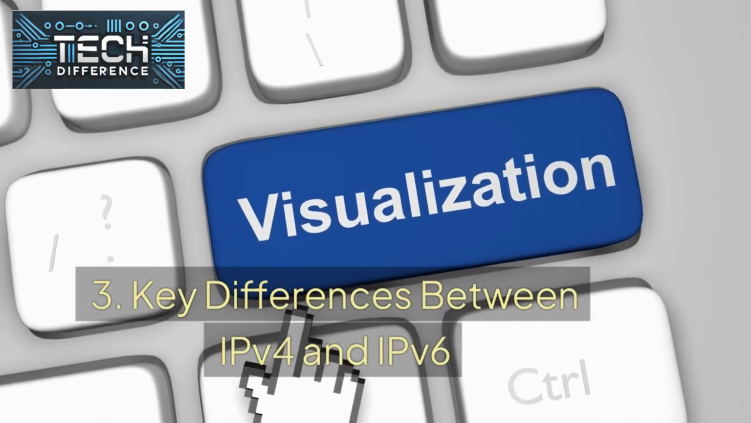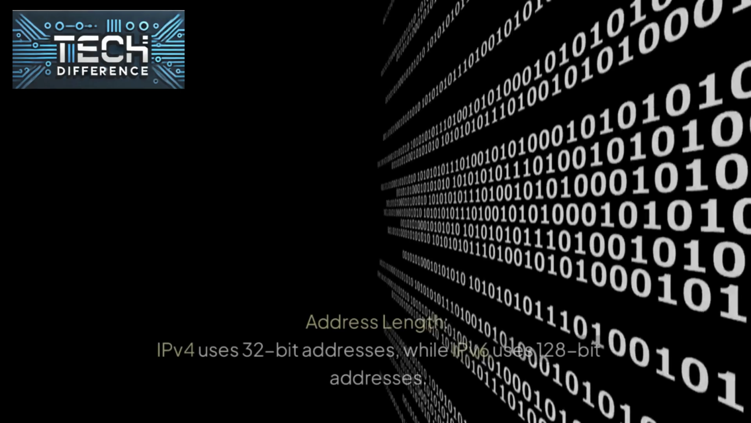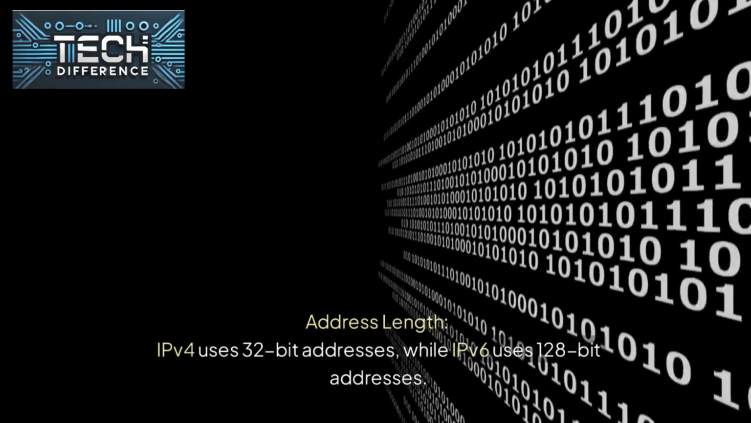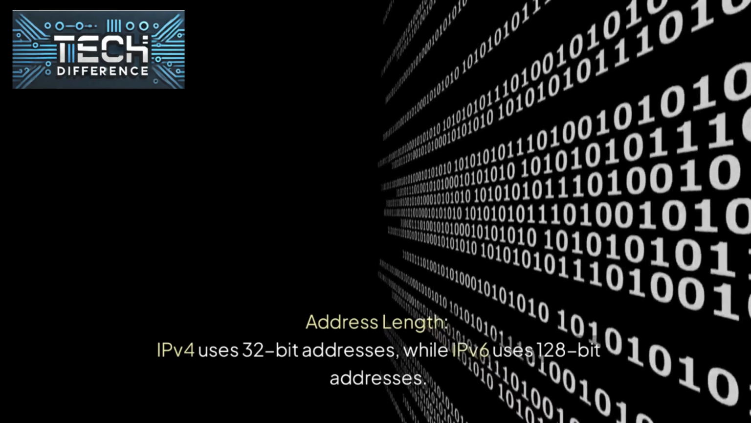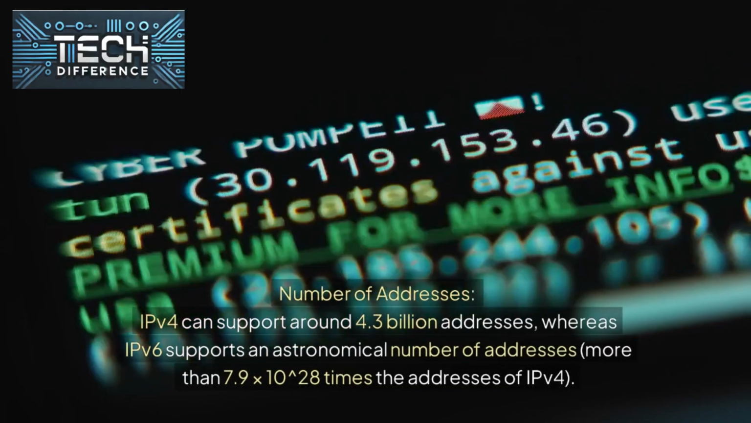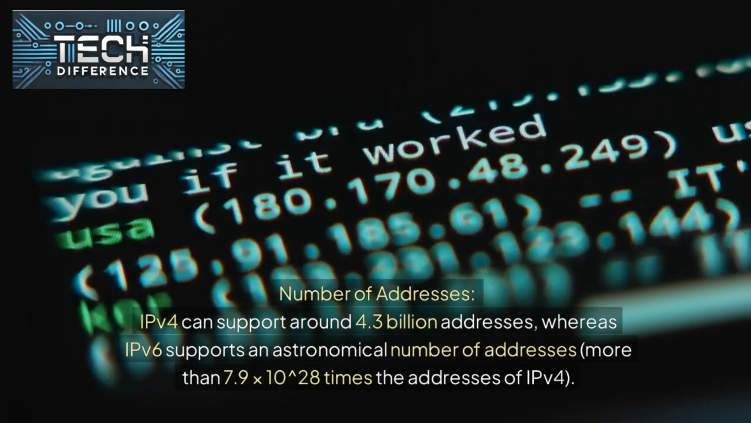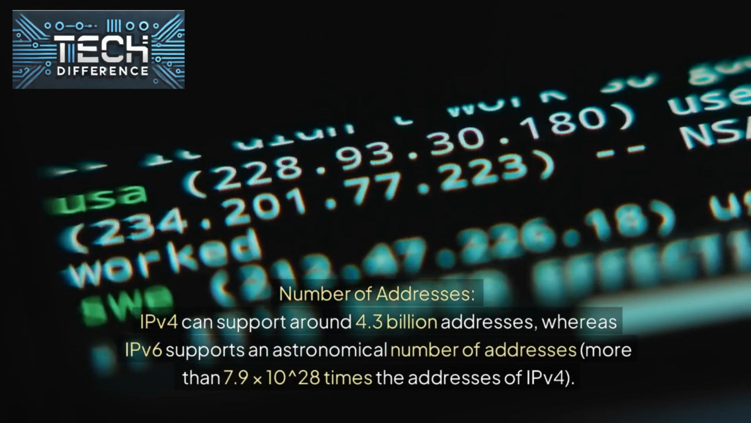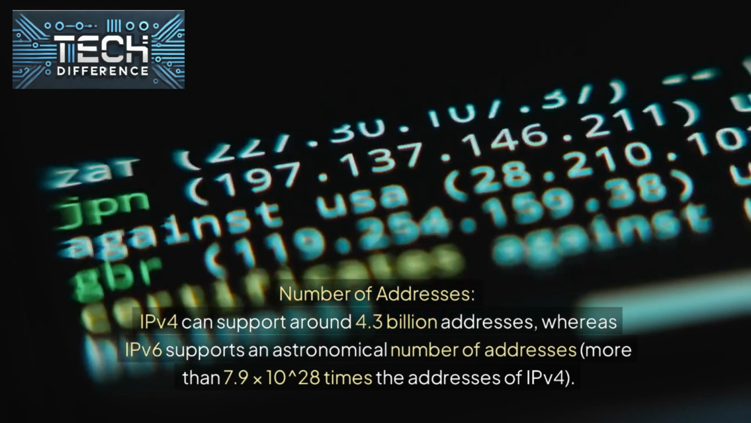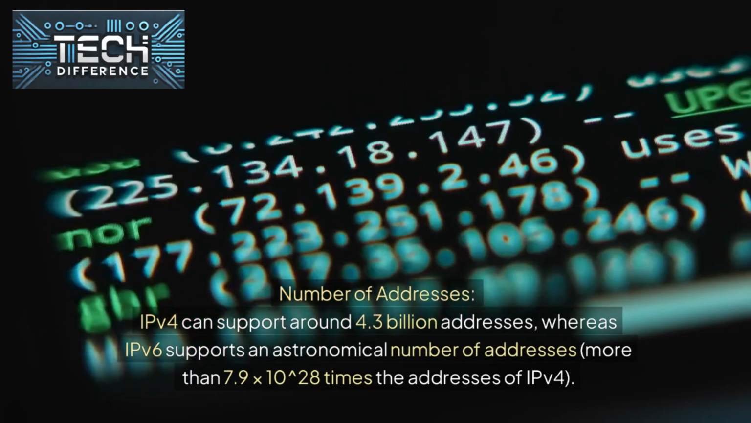3. Key differences between IPv4 and IPv6. Address length. IPv4 uses 32-bit addresses, while IPv6 uses 128-bit addresses. Number of addresses. IPv4 can support around 4.3 billion addresses, whereas IPv6 supports an astronomical number of addresses, more than 7.9 times 10 to the 28 times the addresses of IPv4.